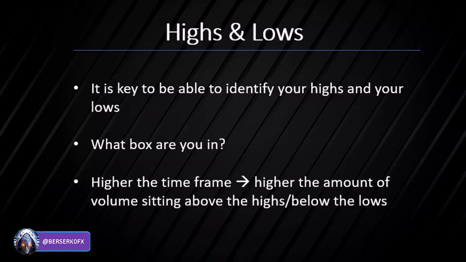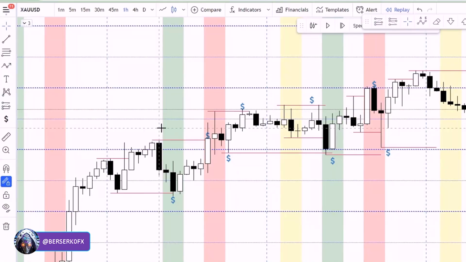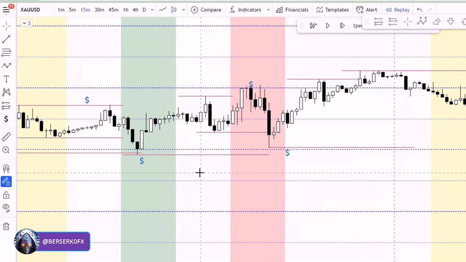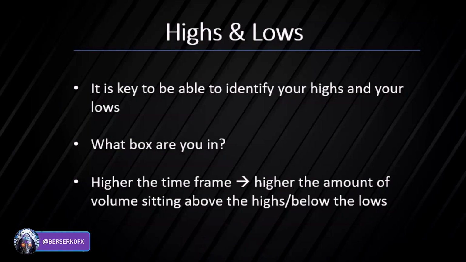You need to be able to identify what box you're in. Whenever you come to the screen, what box am I in? Some people go down to the 15 minutes chart and draw their highs and lows on the 15 minutes chart. Obviously, by doing that, you'll get more trades. Basically, the higher the time frame you go, the more volume is sitting above the highs and the lows.